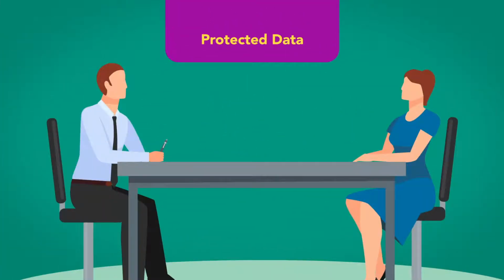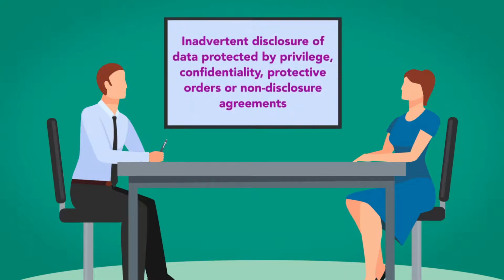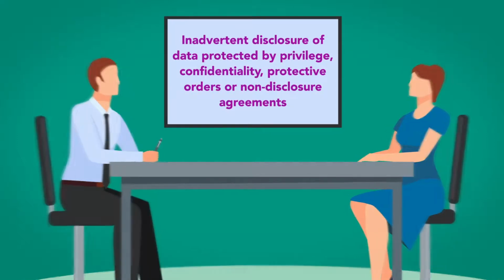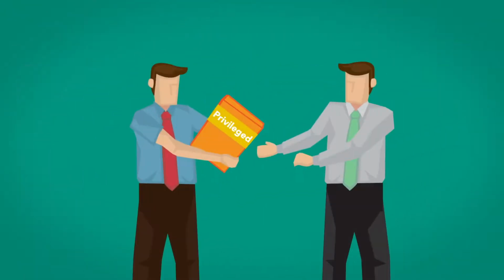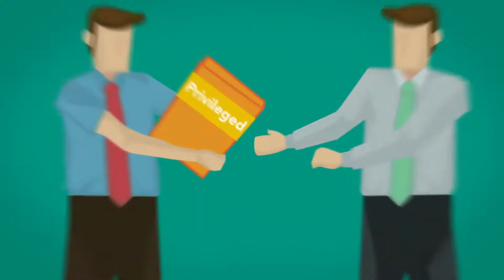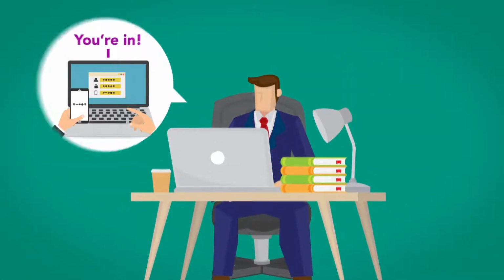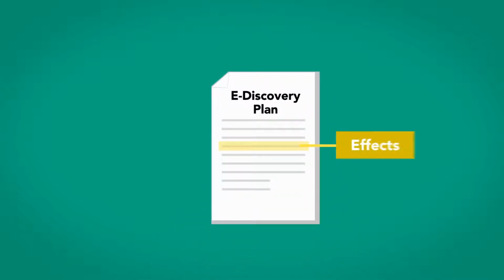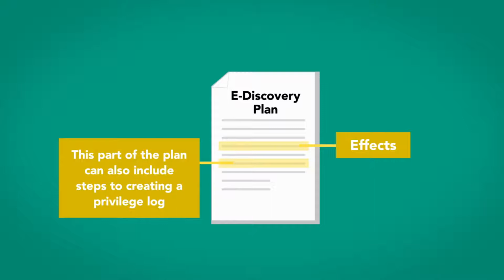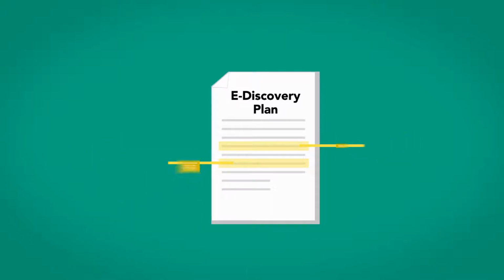Protected data. The parties should try to agree ahead of time what to do in the case of inadvertent disclosure of data protected by privilege, confidentiality, protective orders, or non-disclosure agreements. This disclosure can happen either by a party inadvertently delivering a privileged document to the other side, or by the requesting party being given open access to the other party's data. In any case, the effects need to be discussed in the plan. This part of the plan can also include steps to creating a privilege log.